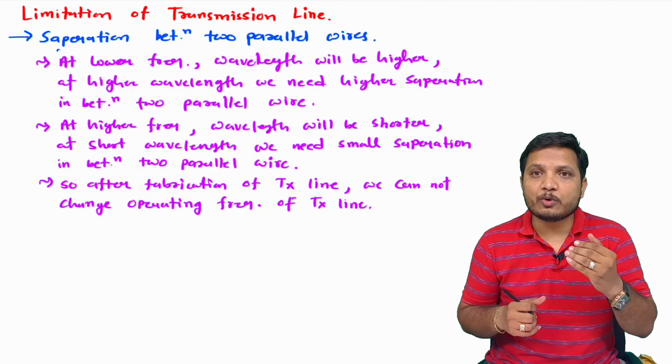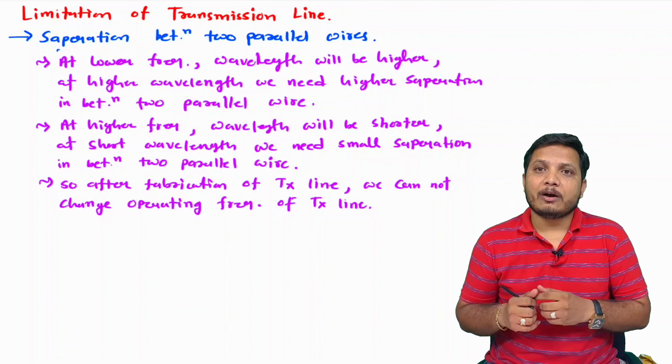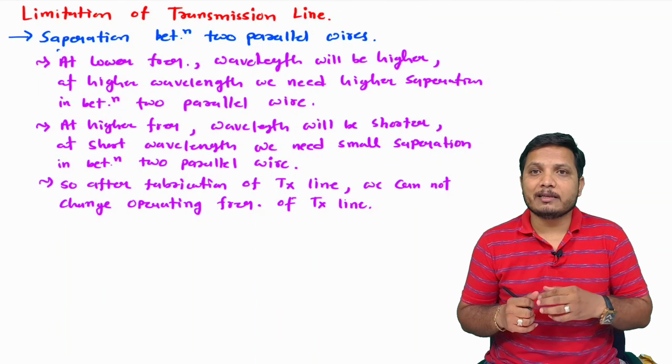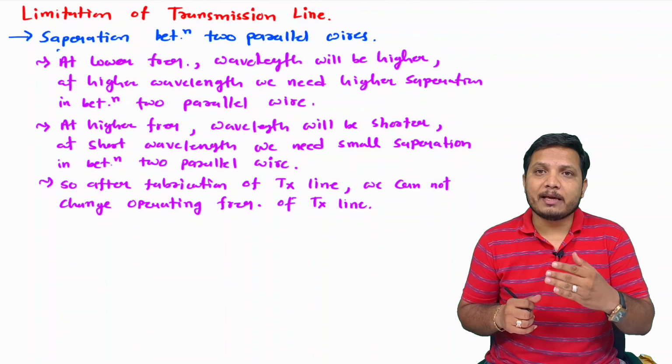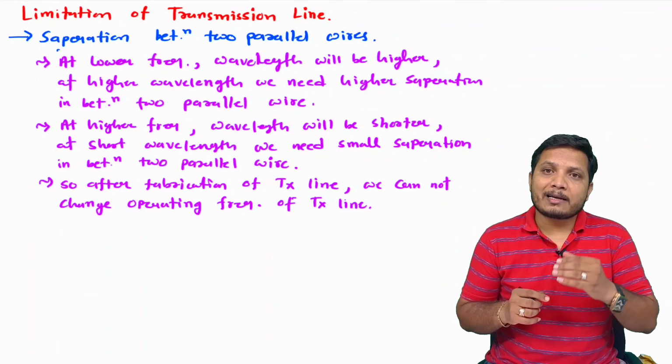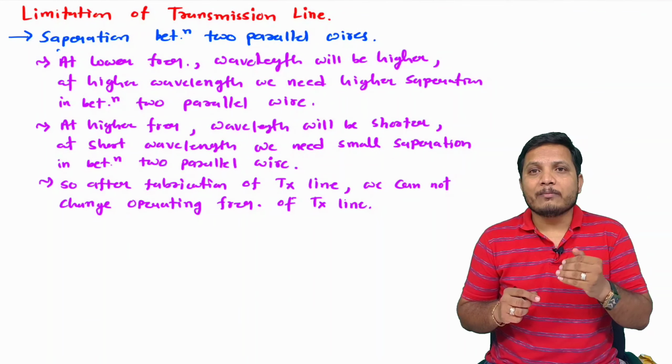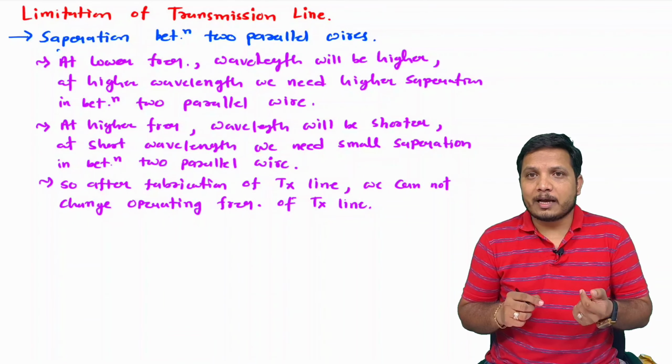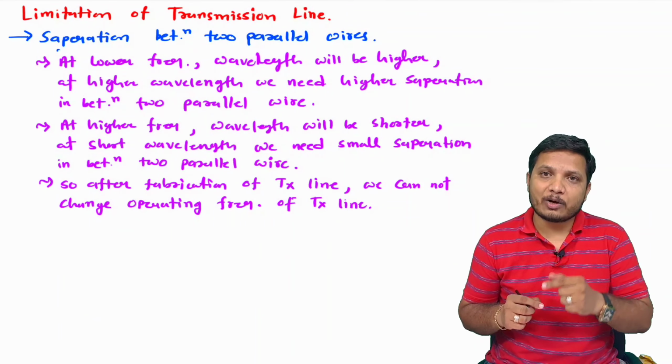But when it comes to two parallel wire transmission line or coaxial cable transmission line, in that situation there will be higher copper loss. So in short, one can say: the higher the surface area, the lower the copper loss, and the lower the surface area, the higher the copper loss.